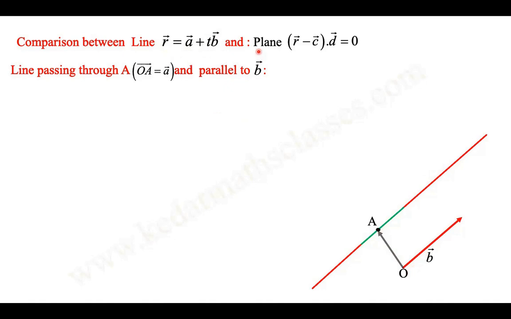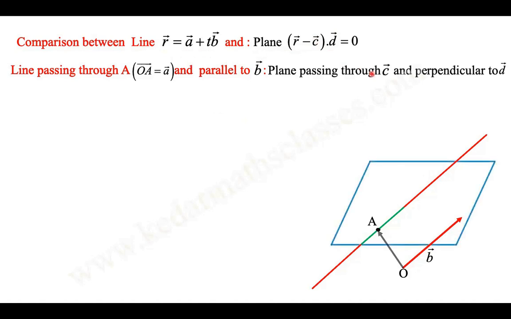Now let us try to imagine what this plane is. This plane passes through C perpendicular to D. Let us draw that. The plane passes through C perpendicular to D. This is the plane, right? It passes through C perpendicular to D. So this D is drawn. D is a normal to that plane. You observe here, D is perpendicular to the plane.